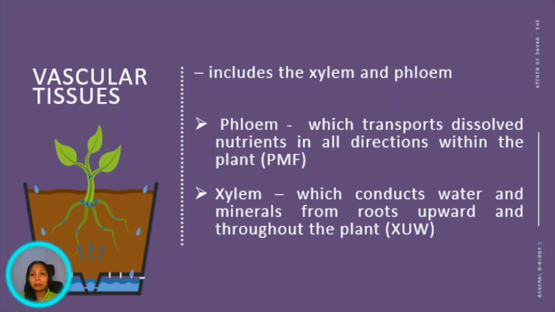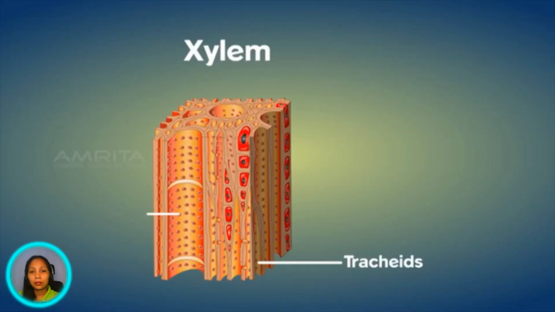While xylem conducts water and minerals from roots upward and throughout the plants. For mnemonic, we have XUW. Xylem, U is unidirectional, and W stands for water. Xylem has two kinds of water-conducting cells. These are the tracheids, which are long, narrow cells that overlap at tapered ends.